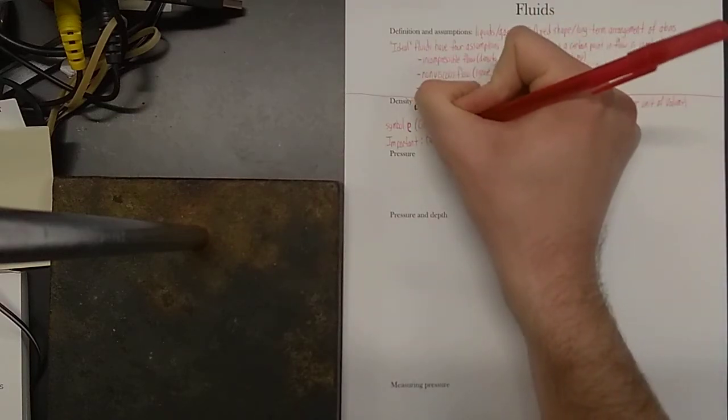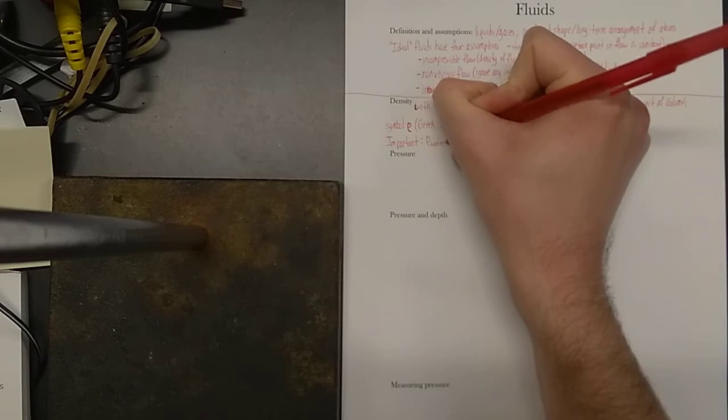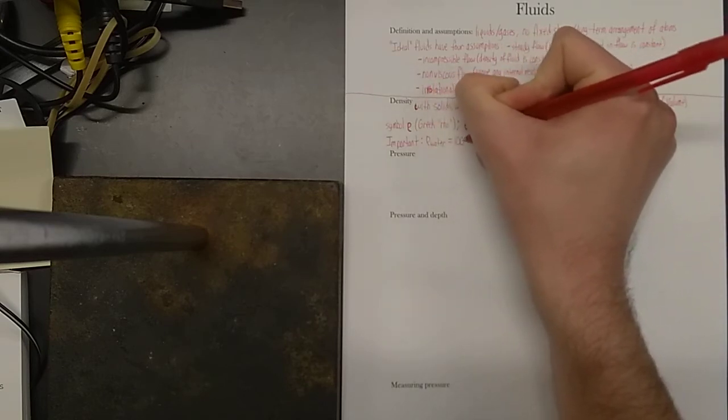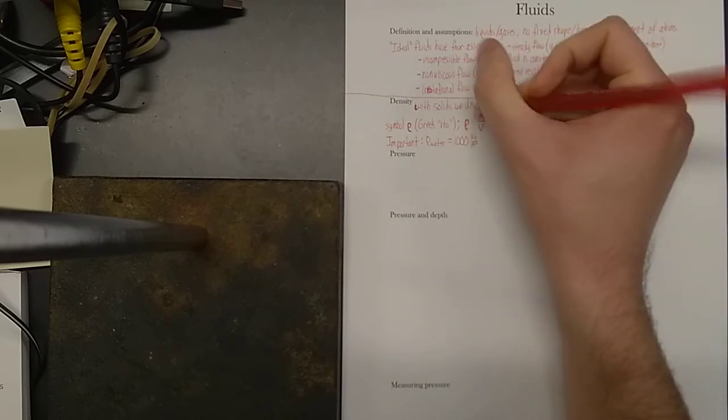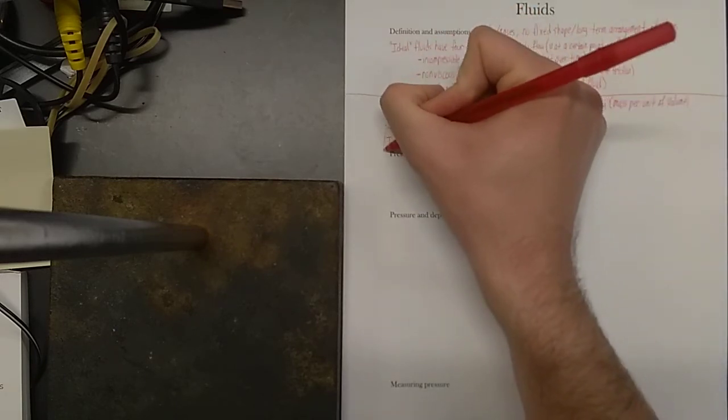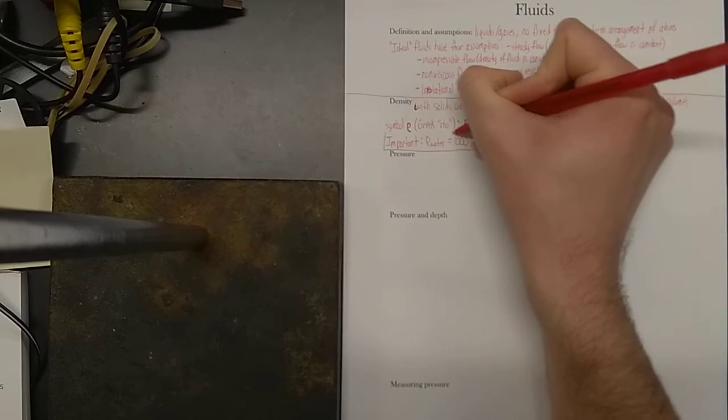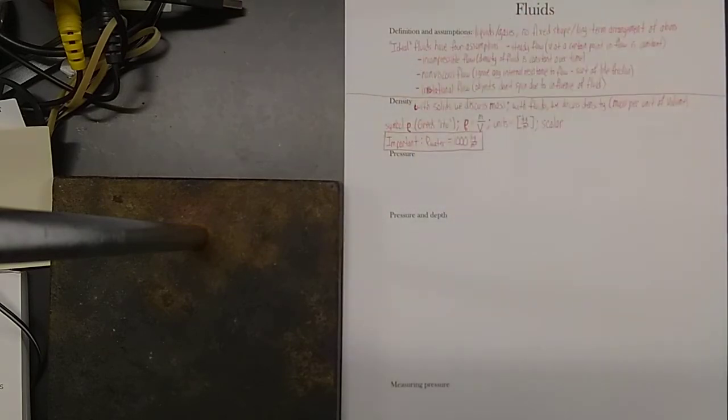The density of water is just about, and this is pure water, by the way, not salt water, fresh water, 1,000 kilograms per meter cubed. Okay? All right. Now, pressure.